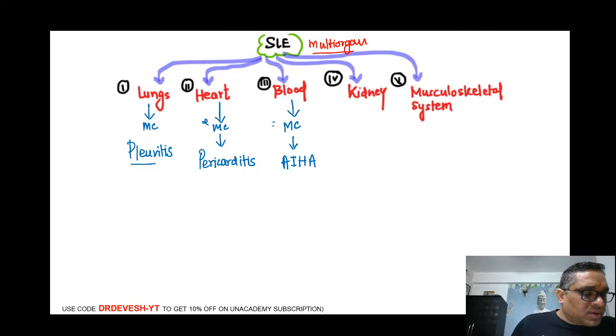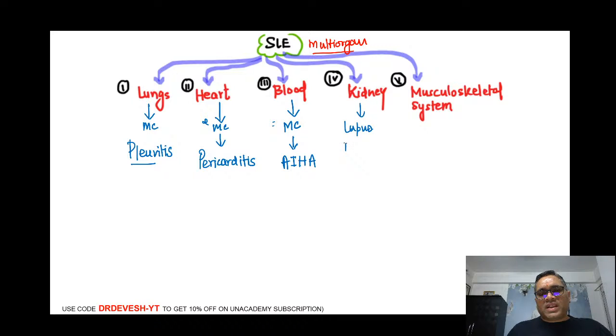I'm seeing all your responses, right? Pooja, Prashant, Amit, Devashish, Priyadarshini, all are telling autoimmune hemolytic anemia. That's a great response. In the kidney, you will be seeing lupus nephritis. Kidney involvement is called lupus nephritis. I will be telling you about lupus nephritis after some time.